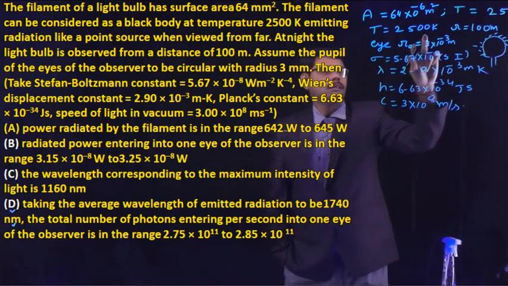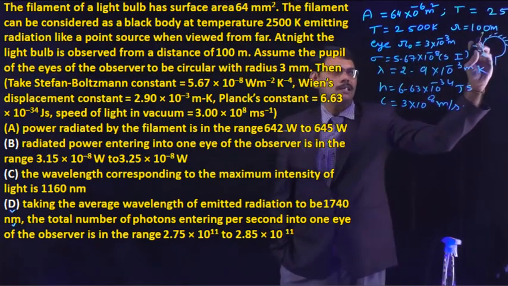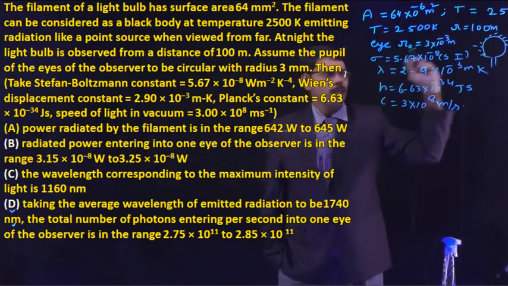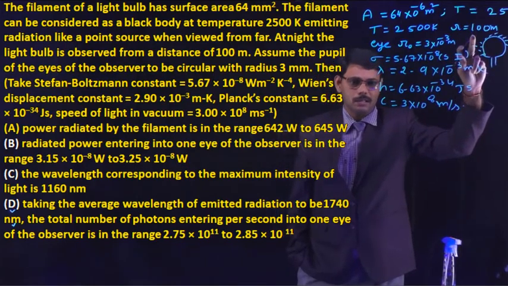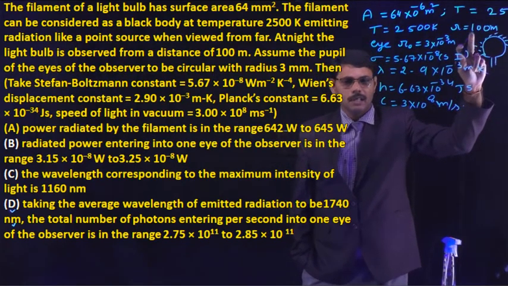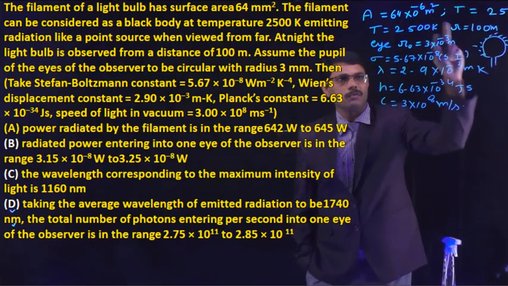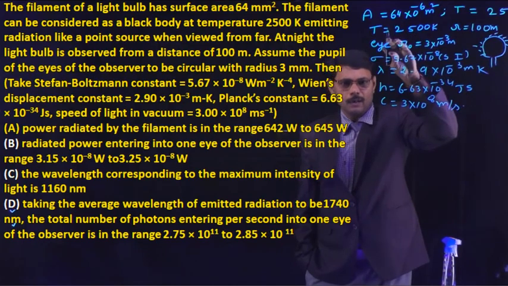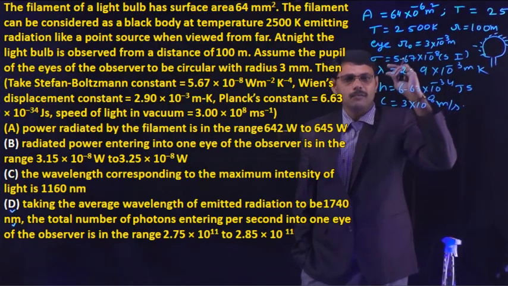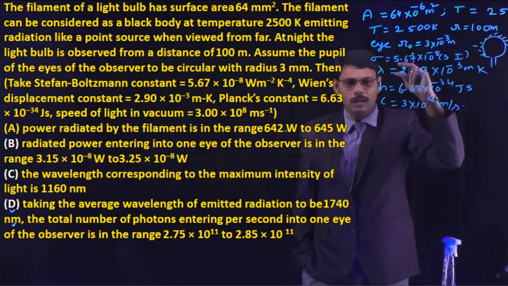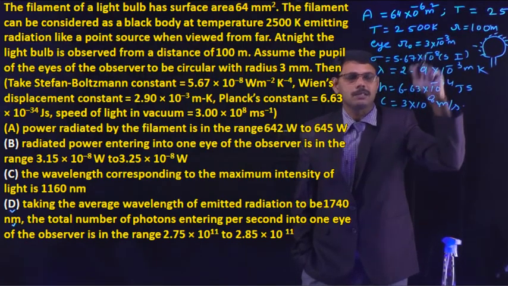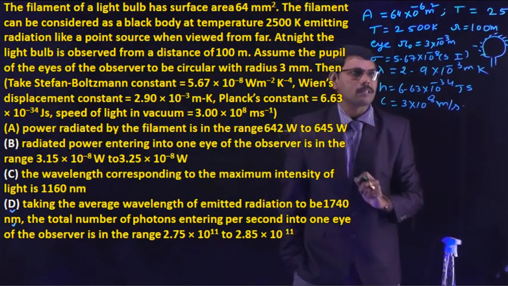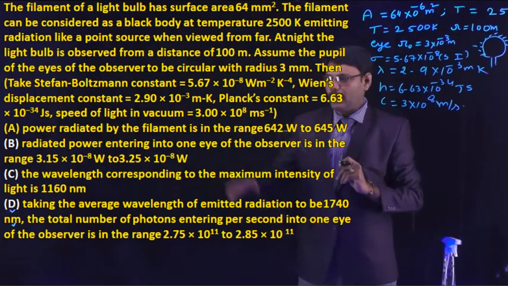2500 Kelvin, and these radiations emitted from the bulb are observed by a person who is at a distance of 100 meters. From a distance of 100 meters, a person is observing the radiations coming from the bulb, and these radiations enter the eye of the person. The radius of the pupil of the eye of the person is R0, which is 3 millimeters, that is 3 into 10 power minus 3 meter. Then which of the following options are correct?